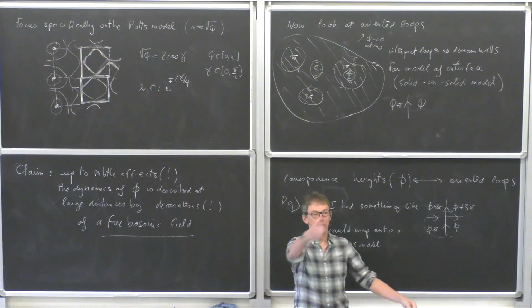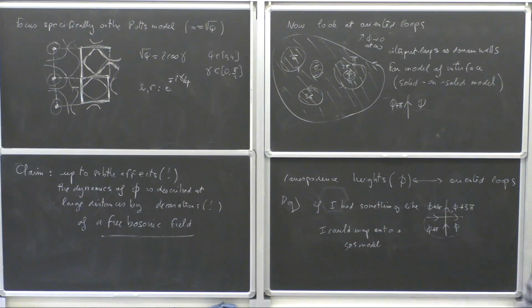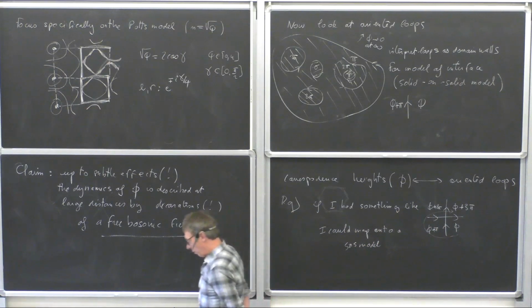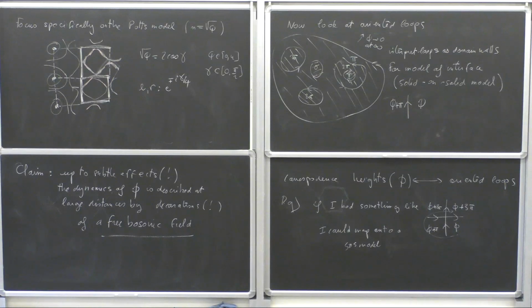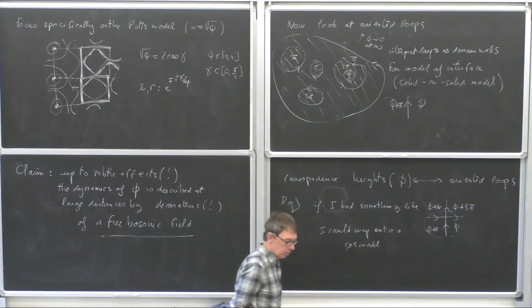And now I can stop. Fabian comes and gives the end of the lectures. Okay. A free bosonic field. Okay, so what is a free bosonic field first? And how do we know that this is true? So what we mean by this is we're going to be able to calculate some properties of the model of loops by using decorations of essentially a free boson.